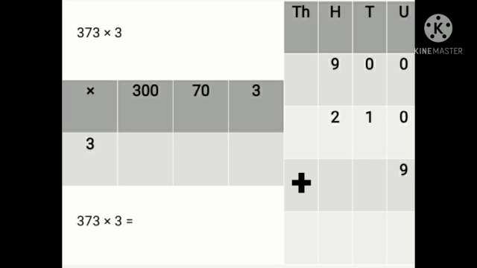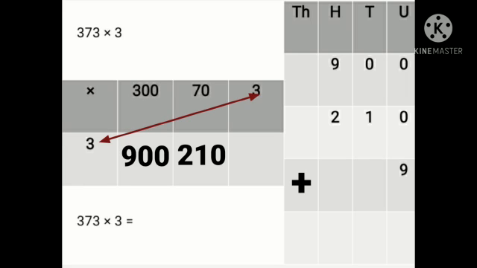373 multiplied by 3. So now we will start the multiplication part. 3 multiplied by 300 gives you 900. 3 multiplied by 70 gives you 210. And 3 multiplied by 3 is 9. The answers we will arrange according to the place value.